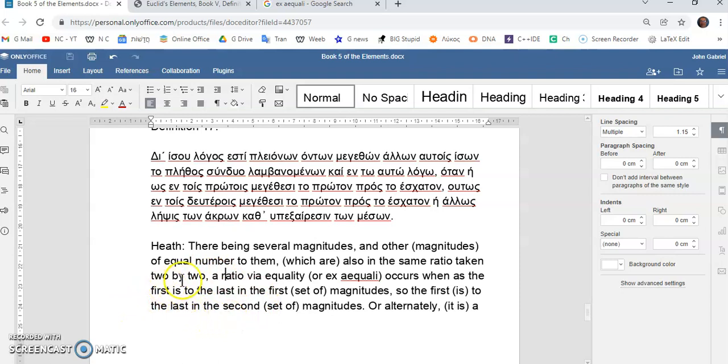So it doesn't have to be 2 by 2, but to get to a deeper understanding of this, you need at least 3 magnitudes in each of the ratios. And they have to be in proportion, by the way. There's nothing about equality there. They have to be in proportion. And of course, the word equality doesn't appear anywhere in these definitions. So equality has nothing to do with proportion.